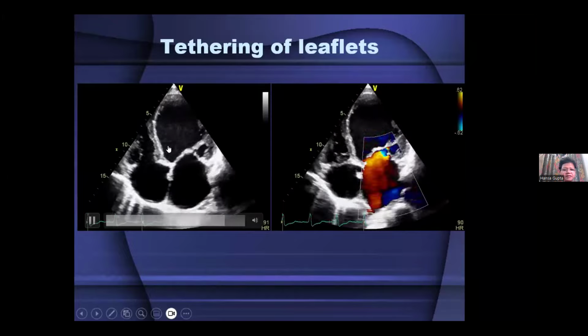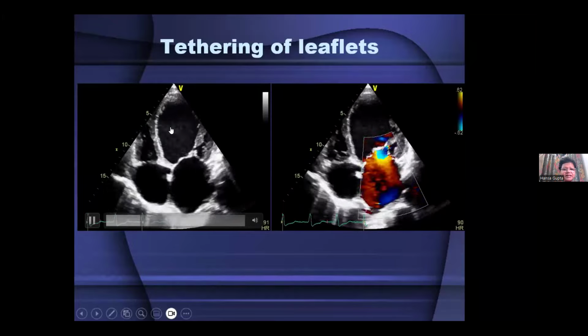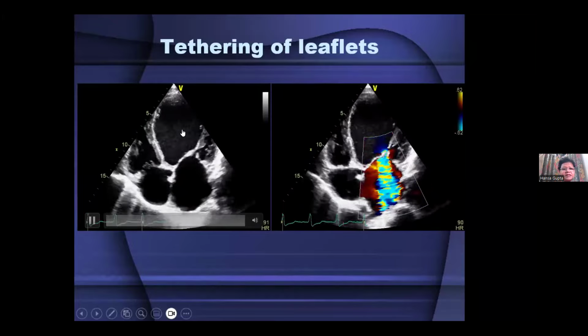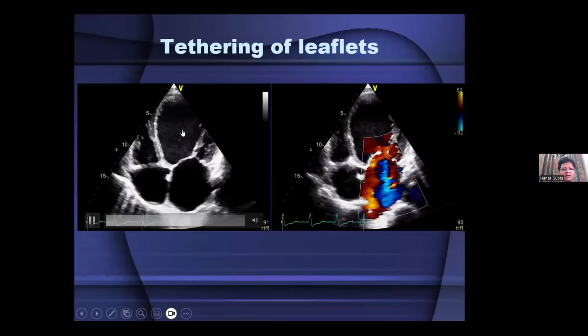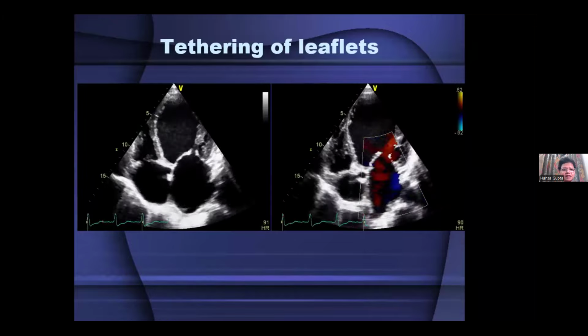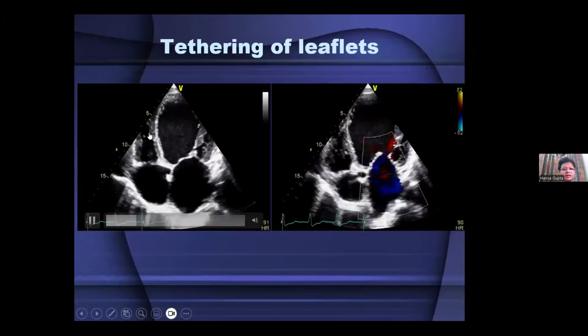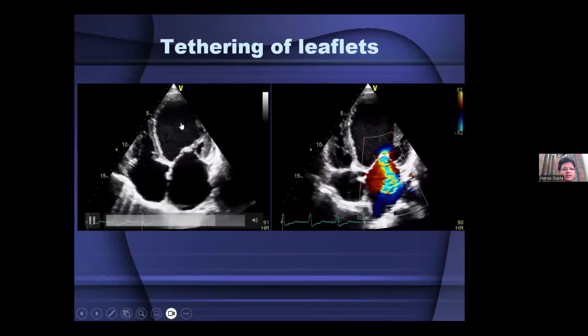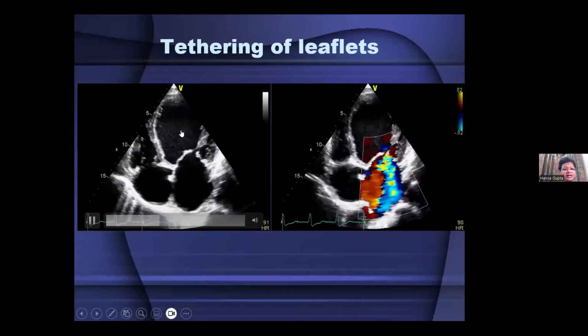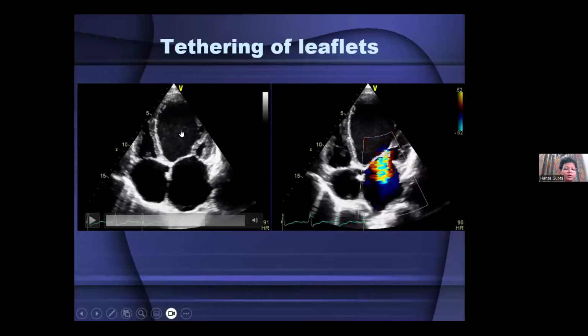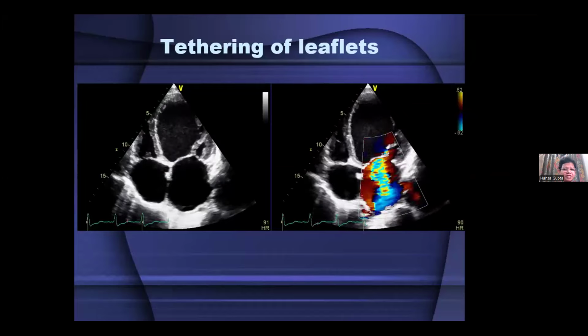See, can you see this? Something swirling inside? This is the spontaneous echo contrast, which is reported as SEC. Okay, why is this spontaneous echo contrast coming here? Because the contractility is reduced, the blood is swirling inside, and this is a nidus for clot formation.